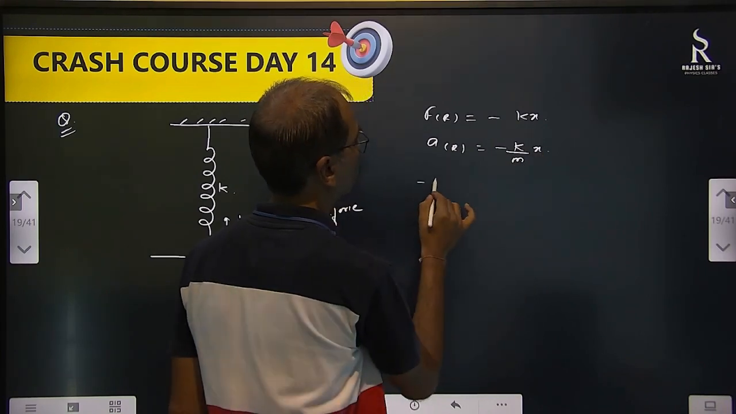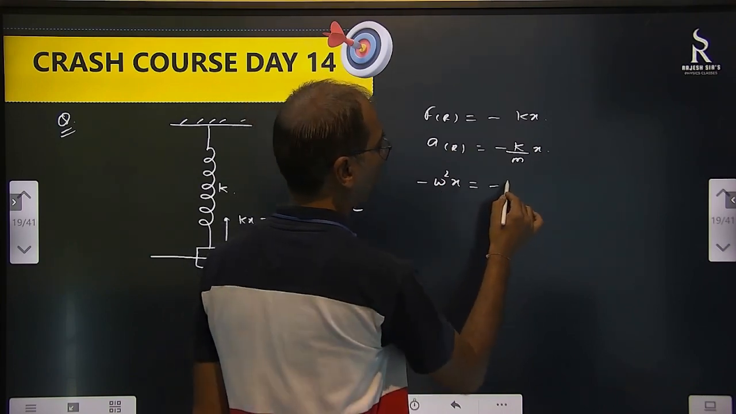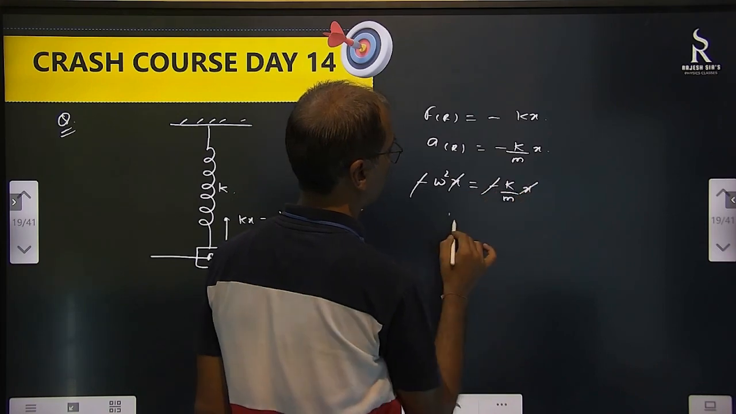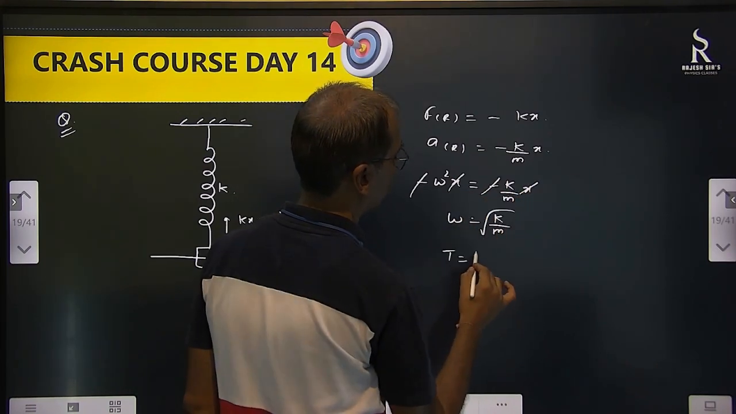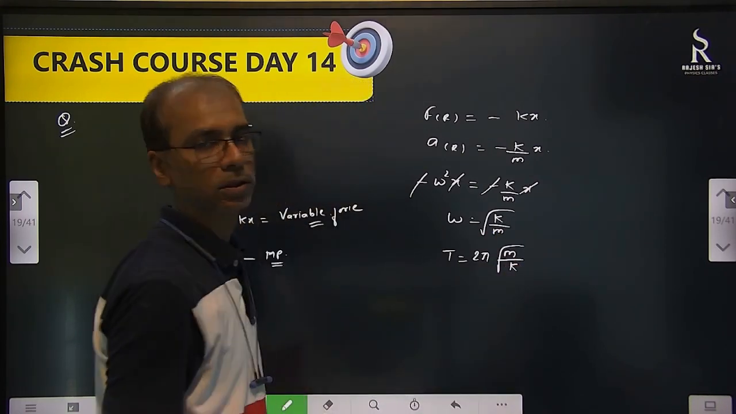Then what you will do? Right, minus omega square into displacement. How much displacement you gave? X. Minus k by m into x. That's it. This is cancelled. Omega is root k by m. So time period is 2 pi root over m by k. The time period is here.